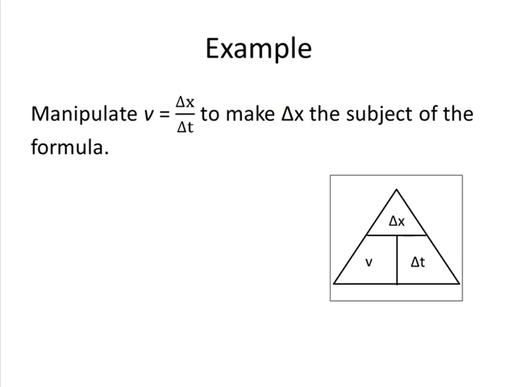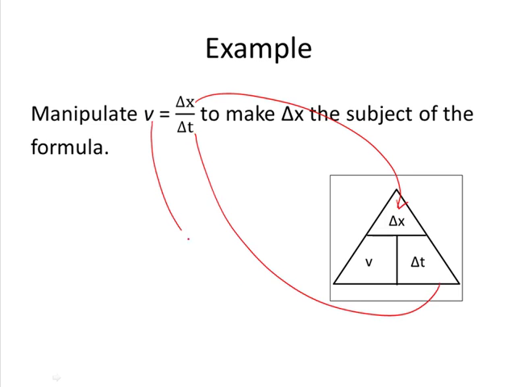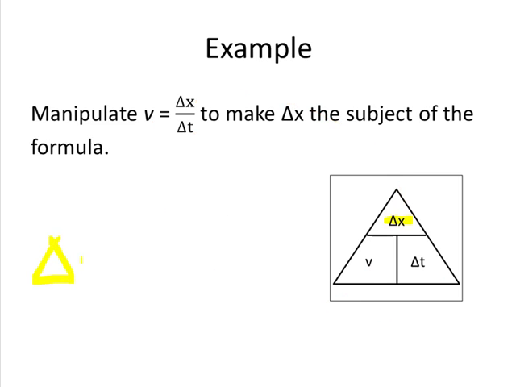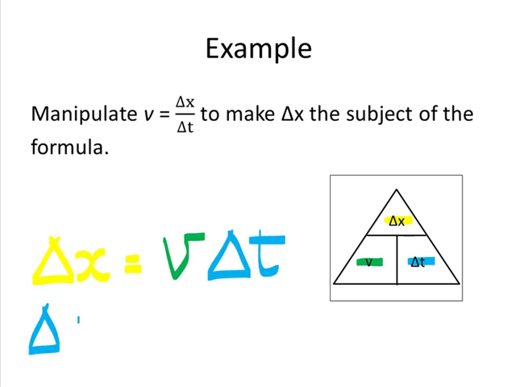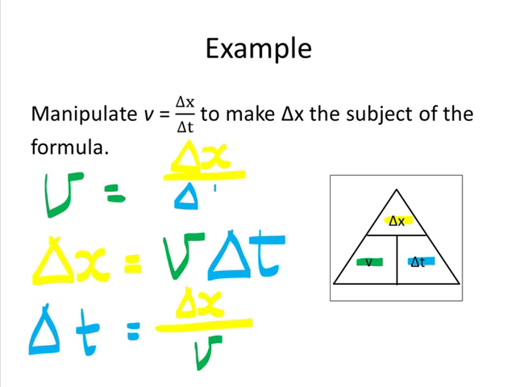A quick sort of trick way of doing the same thing is using a triangle. V equals delta x over delta t can be written in a triangle form. You can see that delta x is at the top of the triangle, and then V and delta t are at the bottom of the triangle. And this makes it very easy to manipulate this formula. Delta x equals V times delta t. Delta t equals delta x divided by V. V equals delta x divided by delta t.